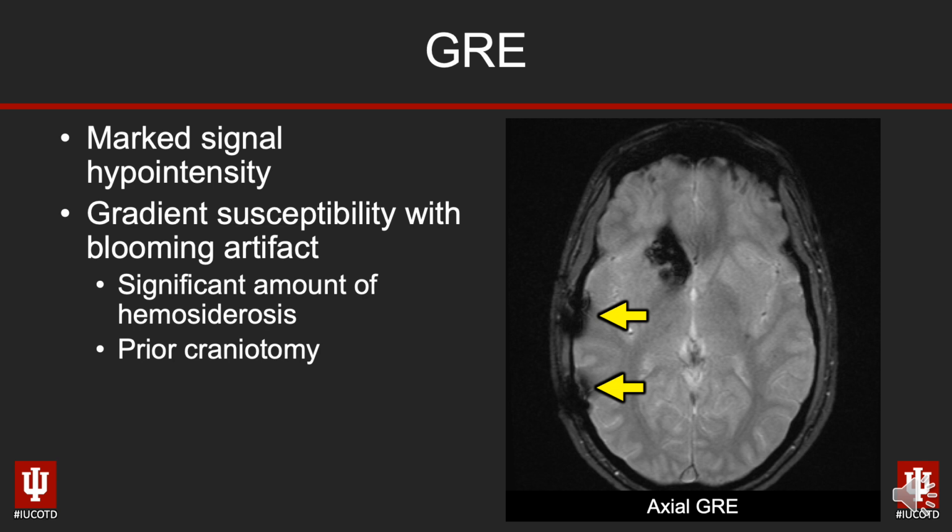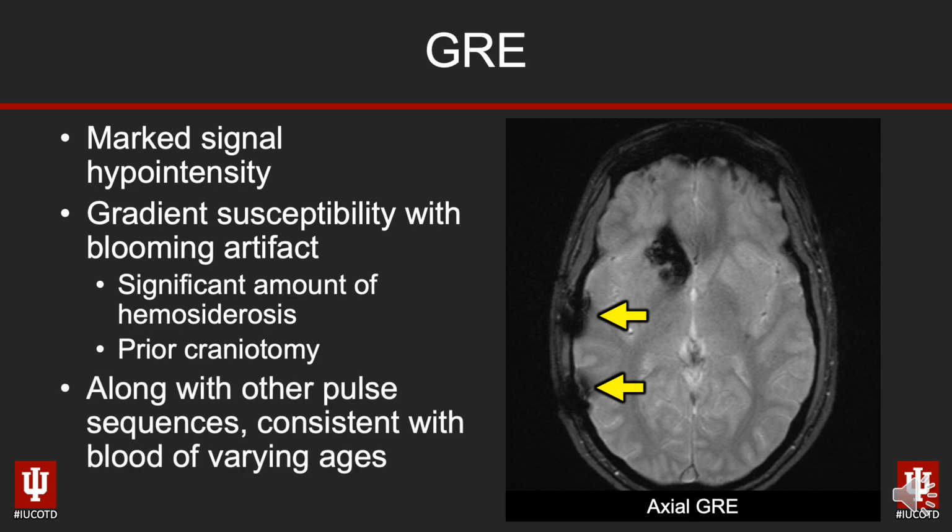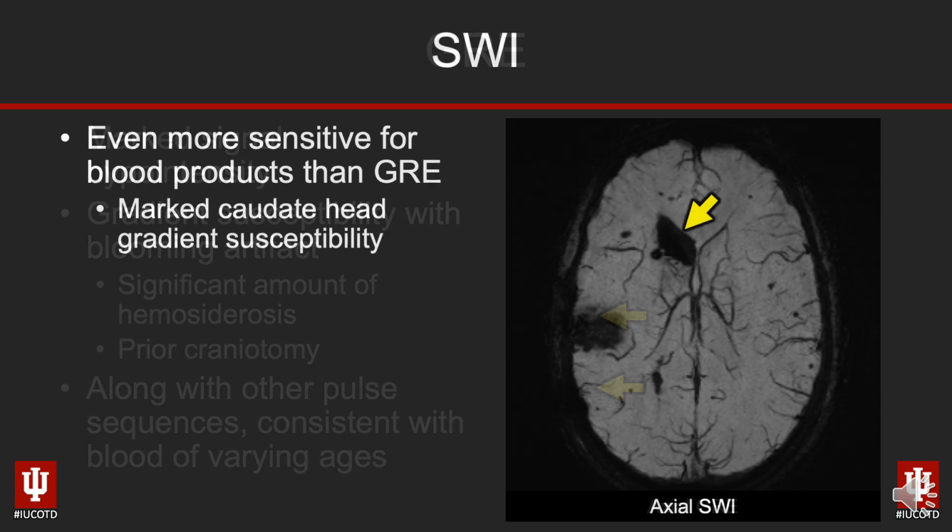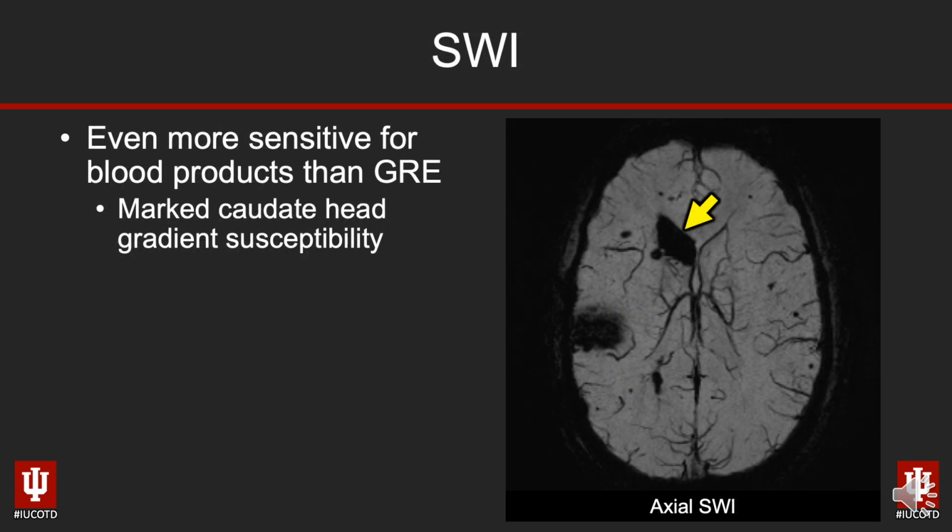So whenever we see something like this, I think you should go ahead and bring out the big gun. And in this case, the big gun is going to be susceptibility weighted imaging in order to better evaluate what looks to be, on all the other sequences, blood products of varying ages. Our SWI sequence, our susceptibility weighted imaging, is even more sensitive for blood products than GRE.